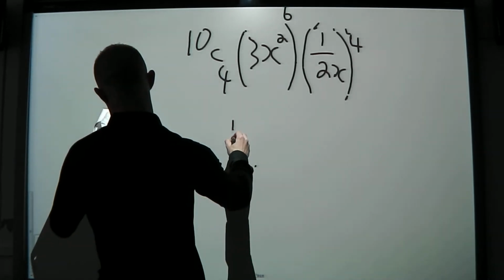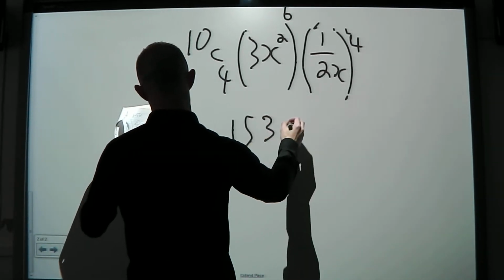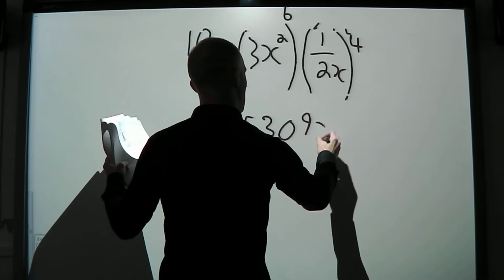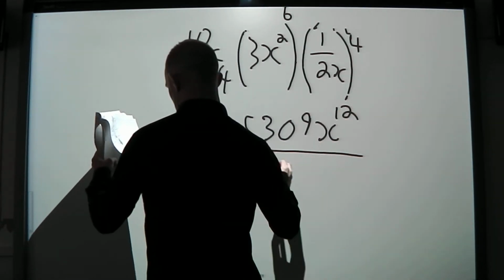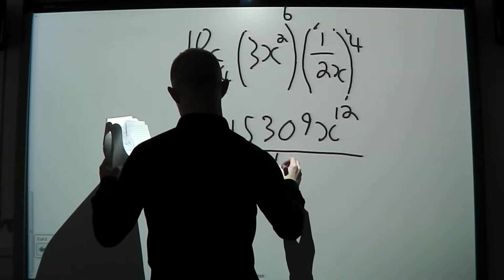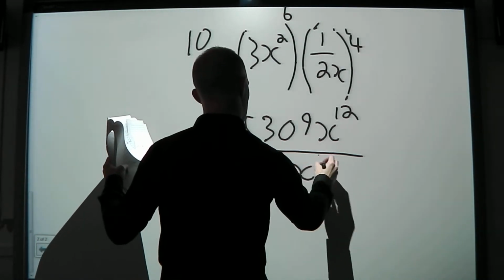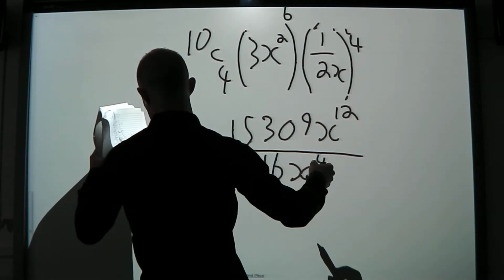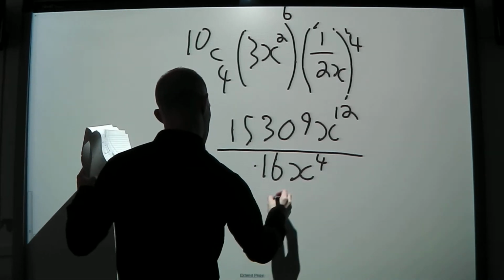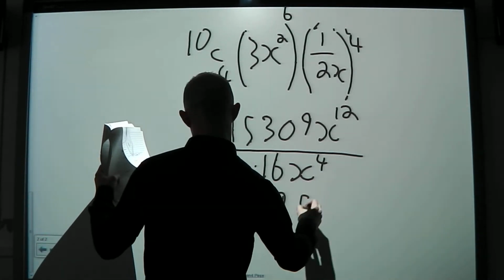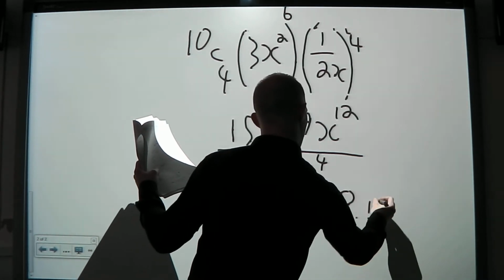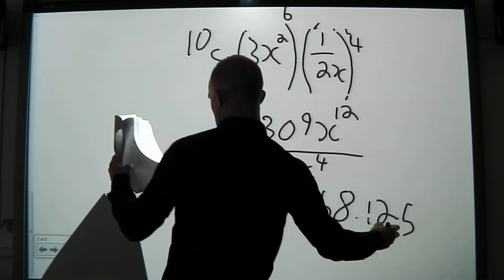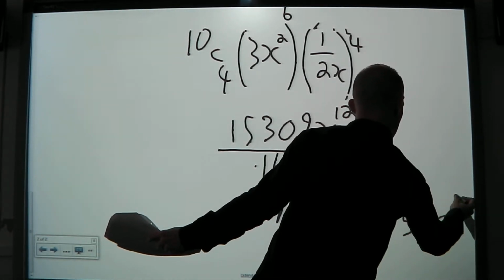That works out at 153.09 times x to the power of 12 times 1 over 16x to the power of 4. So that is equal to 9,568.25 x to the power of 8.